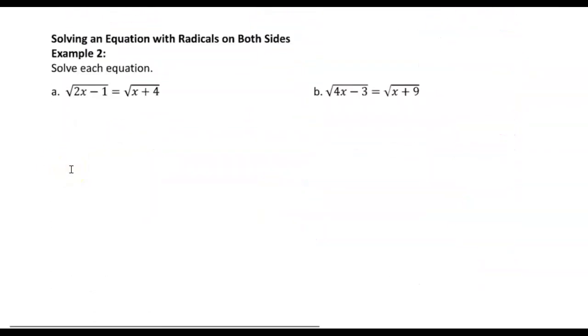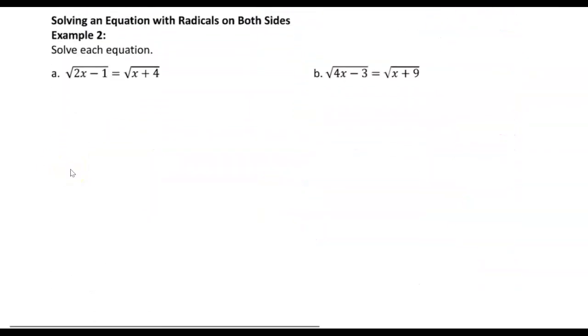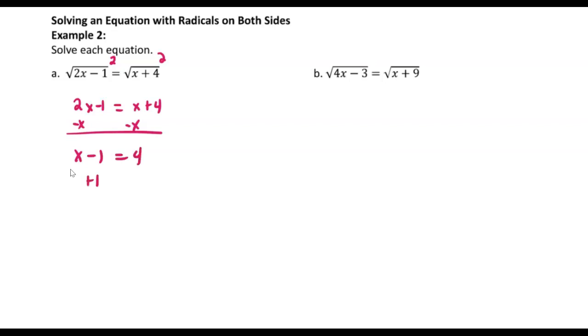Okay, sometimes we have a square root on both sides of the equal sign. So notice we have a square root on the left and a square root on the right. So we go ahead and we just square both sides, and we're left with 2x minus 1 equals x plus 4. And that works because there's a square root on each side. So then you just solve. If the x is on one side, I'm going to subtract x. I get x minus 1 equals 4. Add the 1, and I get x equals 5.